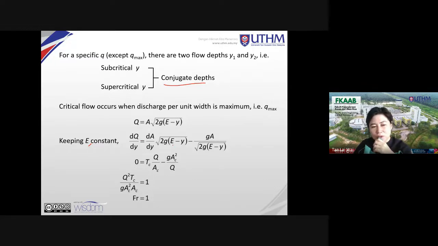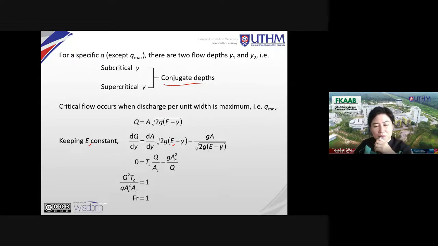You are going to show, of course, you are not going to differentiate with E. That means E is not affected by depth of flow. Basically, you differentiate Q with respect to Y. Of course A, you have to differentiate dA over dy. So you differentiate this, and then again you are going to differentiate this term here. You are going to get this, basically.